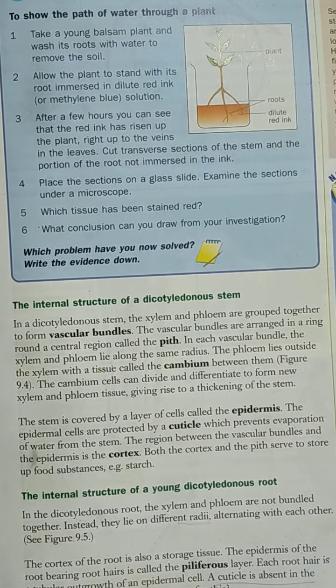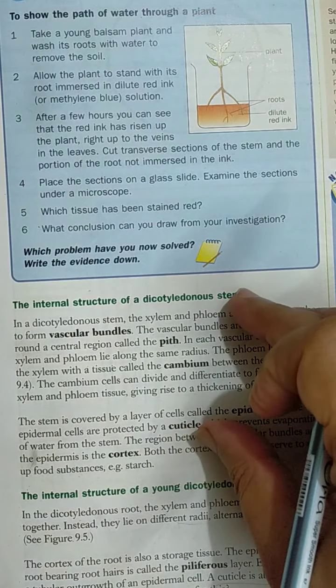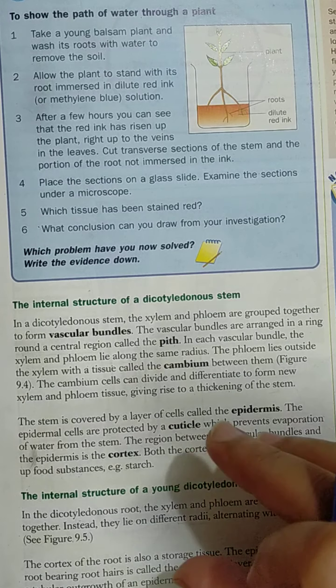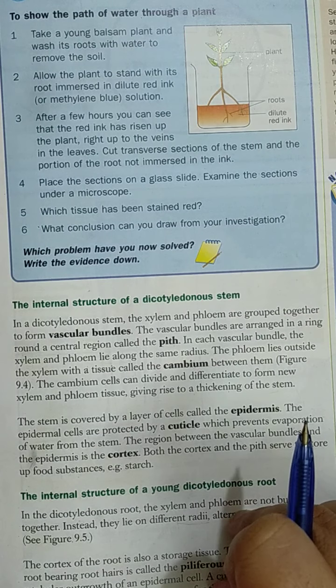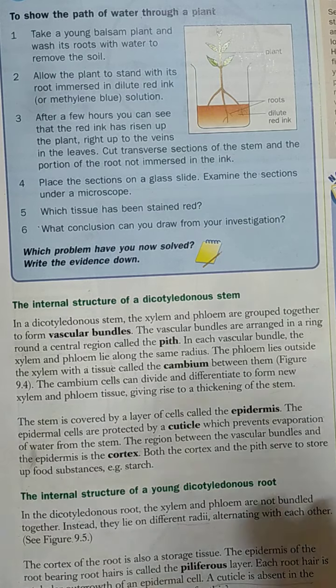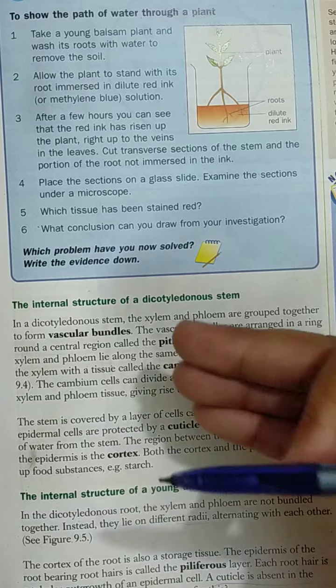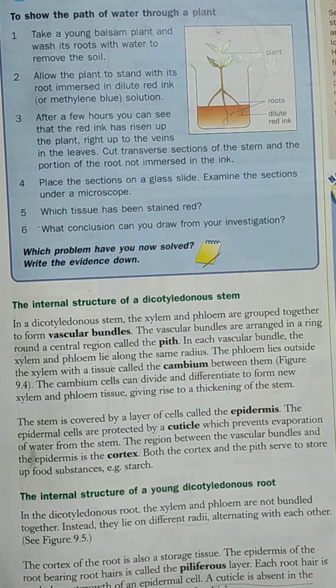There are also many other structural differences, which we will discuss when we study them. Here I am going to explain the structure of the dicotyledonous stem and the dicotyledonous root. You have to remember the arrangement of tissues in stem and root, and also keep in mind the arrangement of these structures in a leaf, because their arrangement is different. The arrangement of vascular bundles is different in leaf, different in stem, and different in root.